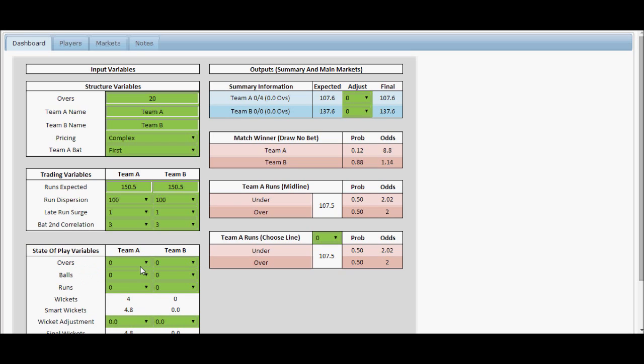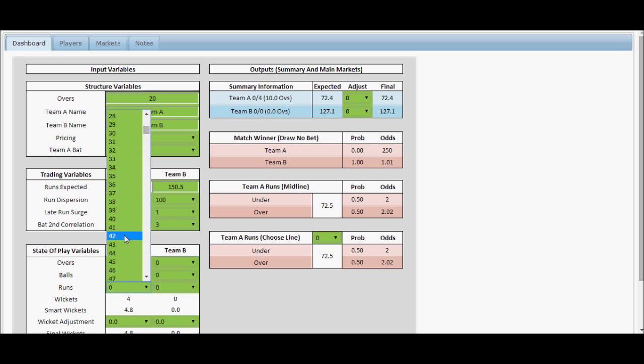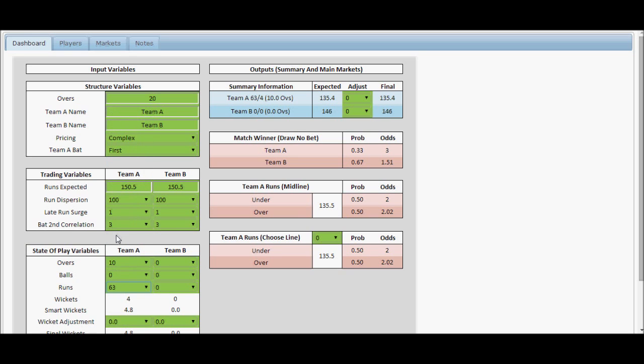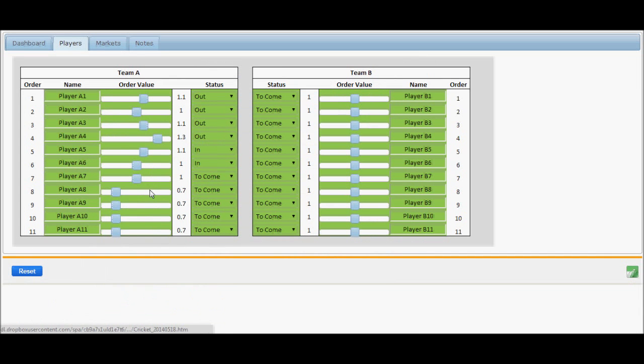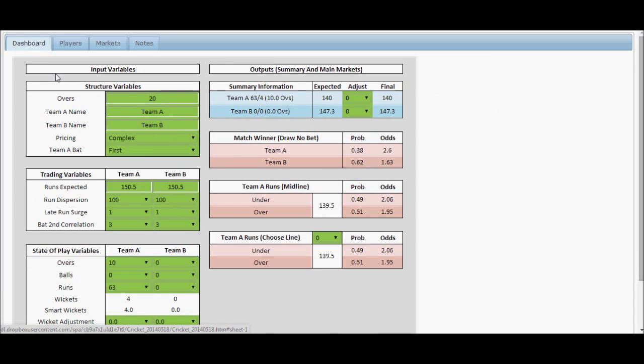I've got them 4 down here with having not played any. So actually let's put them 4 down after 10. I suppose put them on about 63 runs. So that 4.8 is because these guys at the end are probably going to get a bat in this context here. So you could do the opposite. You could actually say, look, they might have lost 4, but they bat all the way to 11, this team, so I'm not perhaps as worried.